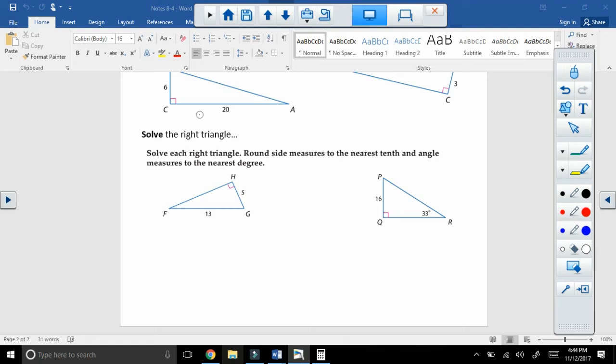Okay, and then lastly at the bottom here, the directions ask me to solve the right triangle. What that means is I need to find any missing side and any missing angle.